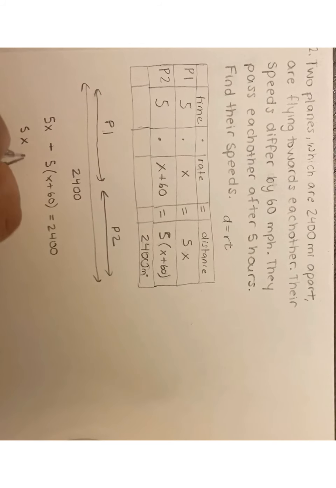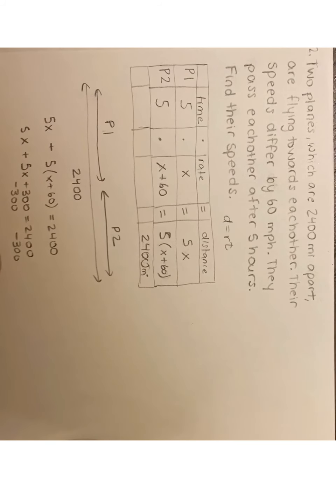So 5x plus 5x plus 300 equals 2,400. Subtract 300 on both sides and add these two. We have 10x equals 2,100. Divide by 10, divide by 10. And then we have x equals 210.